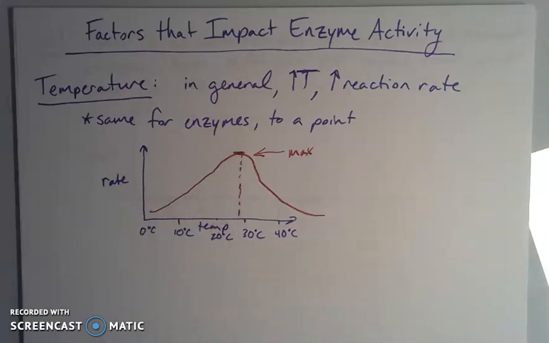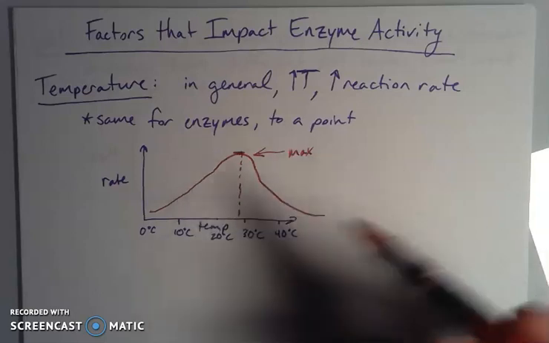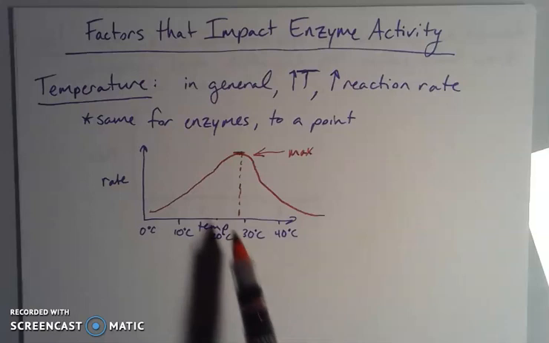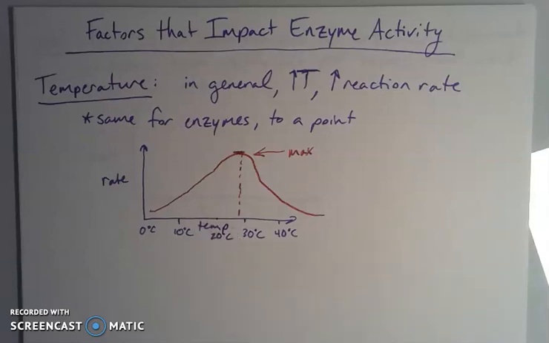So there's a small temperature range where these things work optimally, and that maximum is going to be slightly different for different enzymes. But we would assume that most enzymes that are working in humans or in particular organisms are going to maximally work around the body temperature of said organism.